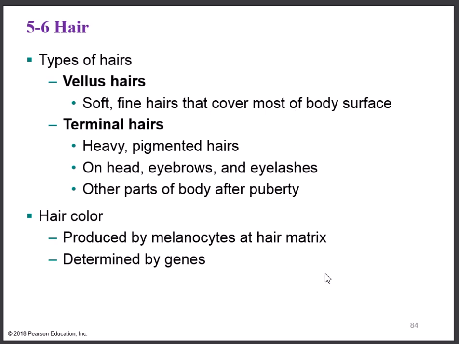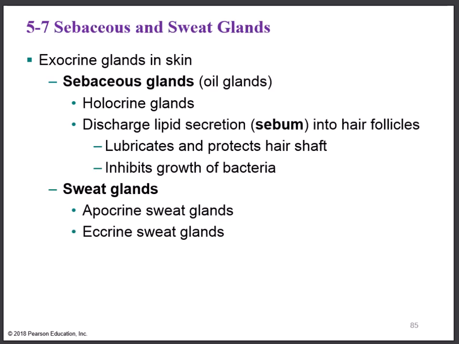As far as hair color, same as skin color, melanocytes are going to produce pigment that goes in our matrix to give the hair some type of color, and that's genetically determined, right? So some people have blonde hair, some people have dark hair based on their genetics. Okay, so that concludes our hair. Let's take a look at the glands of the skin.